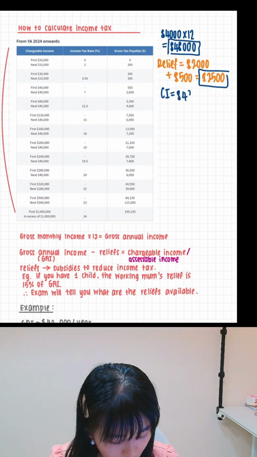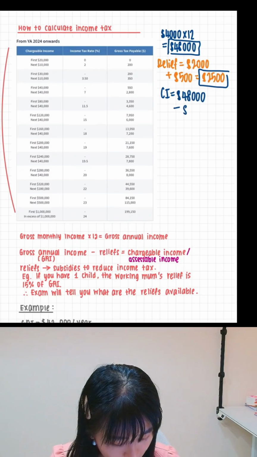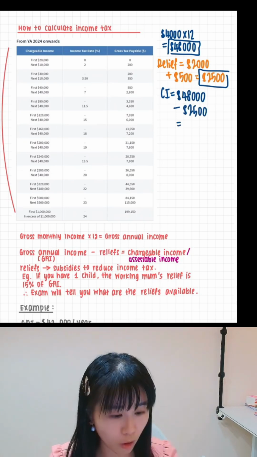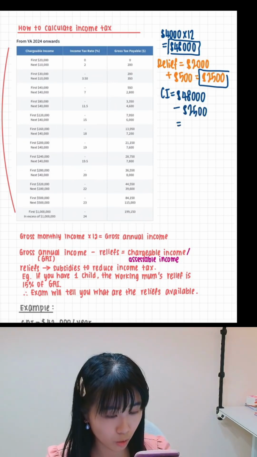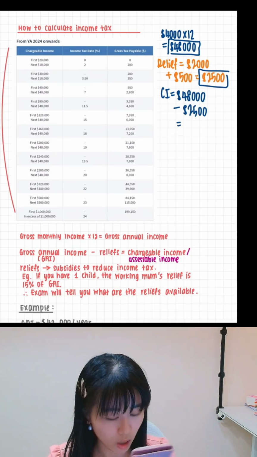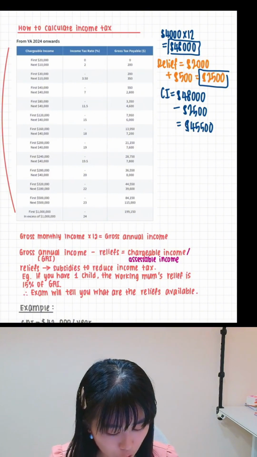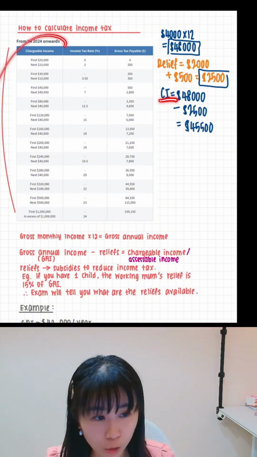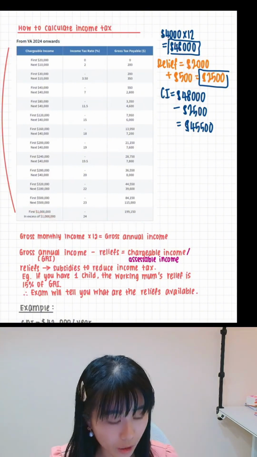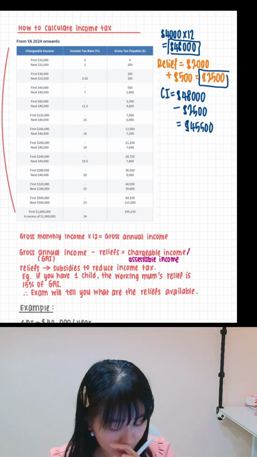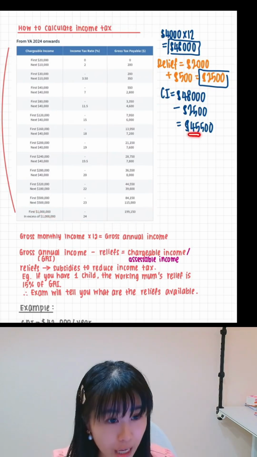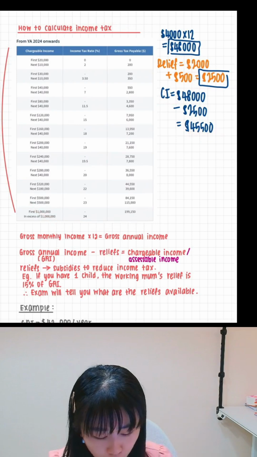Then to find your chargeable income, you take this $48,000 minus the relief of $2,500, and you get $45,500. This is your chargeable income. With the chargeable income, you then look at this table. If you look at this table, $45,500, which range do you look at?